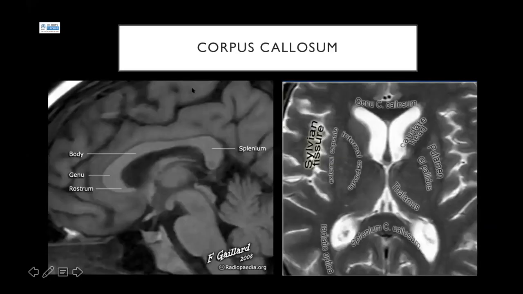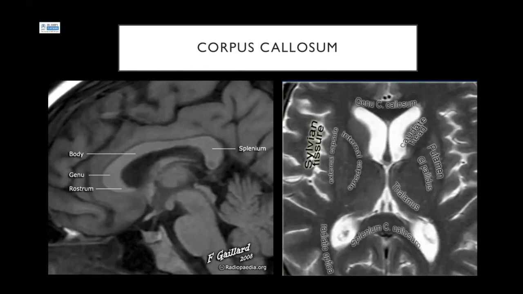So we're now going to look at the corpus callosum. So this is the rostrum, the genu, the body, and the splenium. So what is the corpus callosum? It's the largest of the commissural fibers in the brain. So commissural fibers are axons that connect the two hemispheres of the brain.